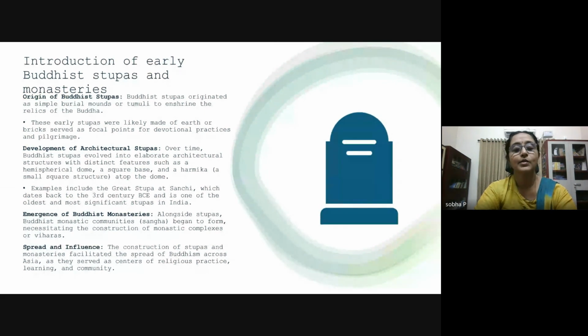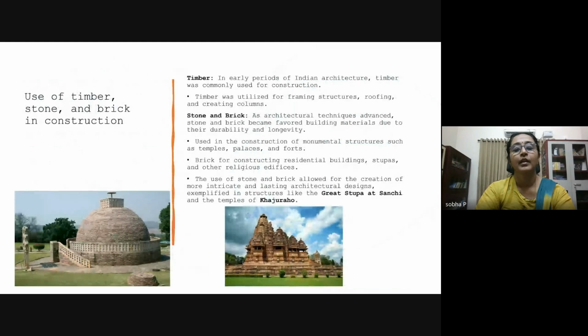And alongside the stupa, monastic communities, that is the Sangha, began to form, necessitating the construction of monastic complexes or viharas. The construction of stupas and monasteries facilitated the spread of Buddhism across Asia. And they still serve as centers of religious practice, learning, and community. So these are some of the pictures of the Khajuraho temple as well as the Great Stupa at Sanchi.